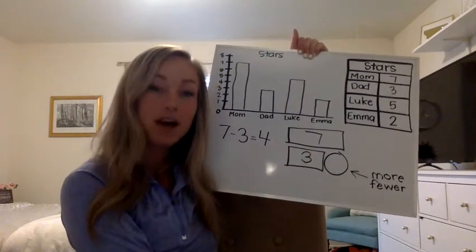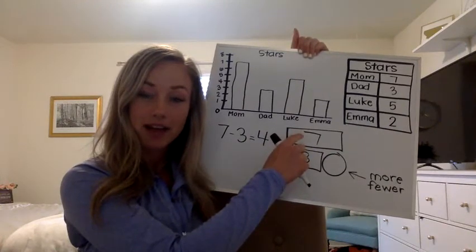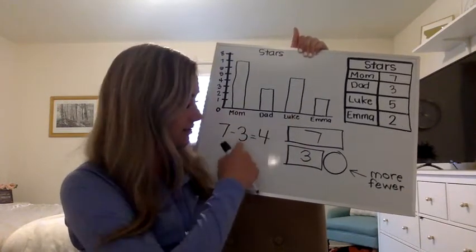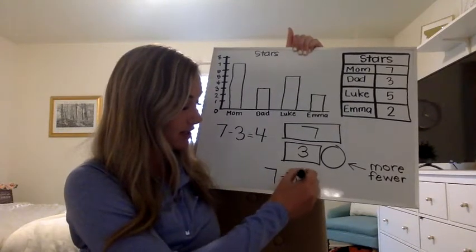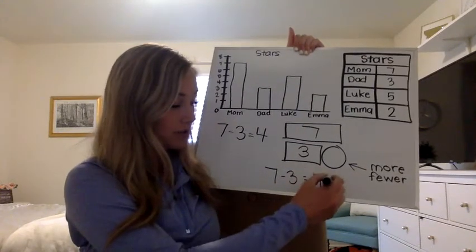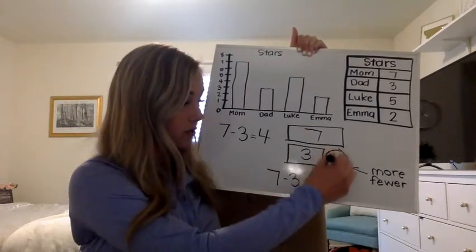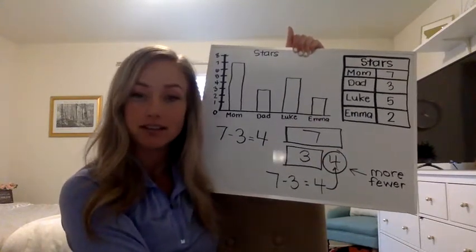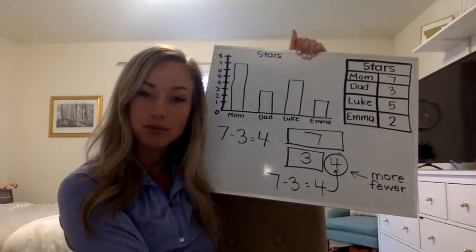If we know the top number, that's the biggest number. If we know the biggest number, we have to subtract, just like our equation that we already did. So 7 minus 3 equals 4. So that would mean that that 4 goes right there. Mom saw 4 more stars than Dad. Okay, so that's how a simple bar graph works.